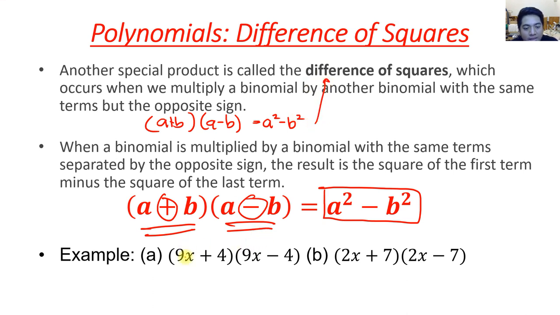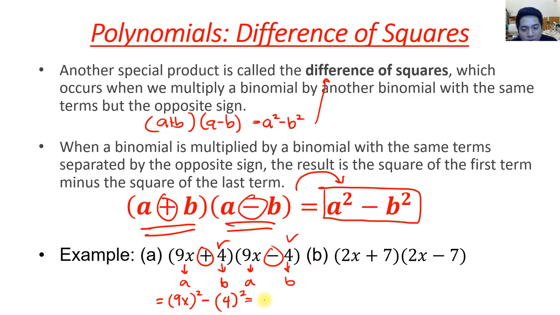So how about this? 9x plus 4 and then 9x minus 4. If you notice, the difference is only the sign, but the a and the b are the same. So we expect that if we multiply it by FOIL, we will still arrive at the same answer. So why don't we try: 9x squared minus, we have 4 as our b, 4 squared. So 9x squared would be 81x squared minus 16.